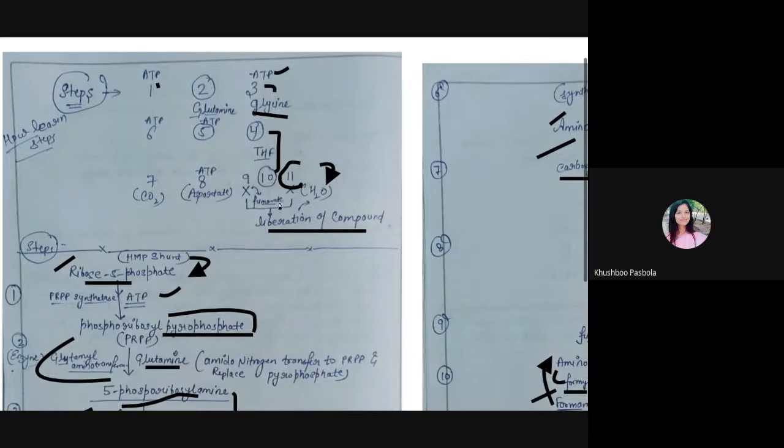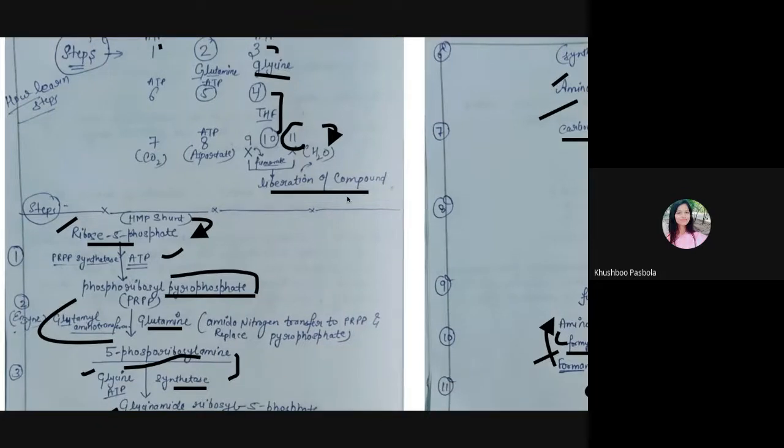So this is the trick by which you can learn the IMP synthesis. Okay, steps 9 and 11 do not require anything, but they liberate something. So these steps involve liberation of a compound. What will be the product? In ninth step there is a liberation of fumarate, and in 11th step there is a liberation, or we can say removal, of water molecule.